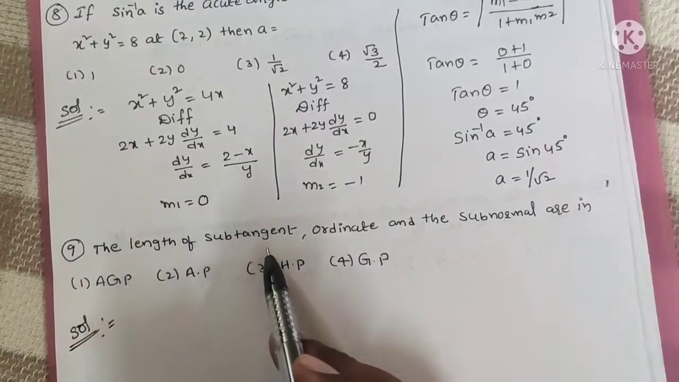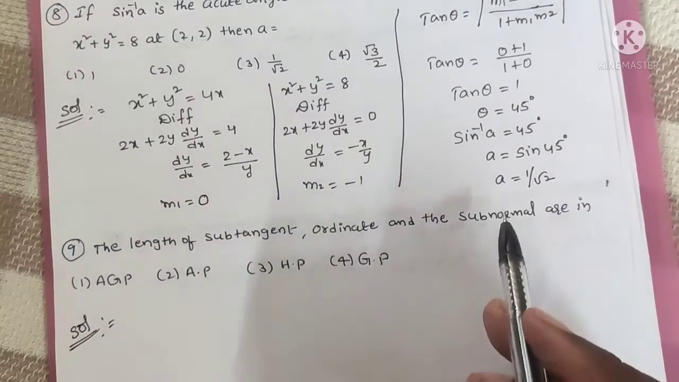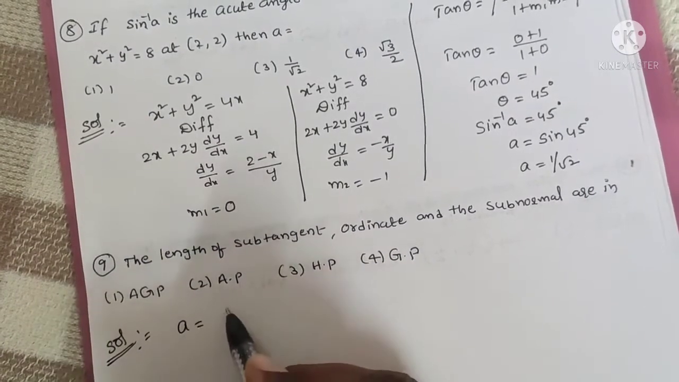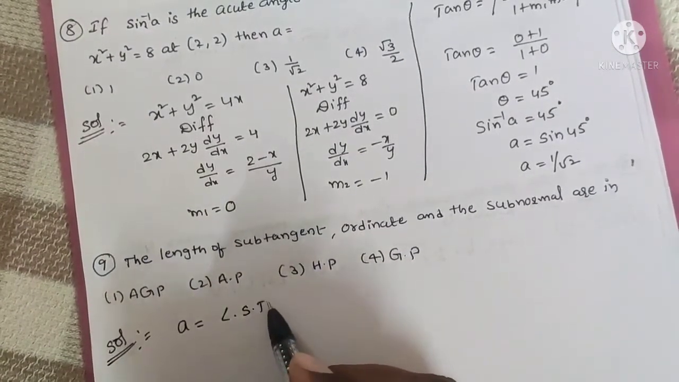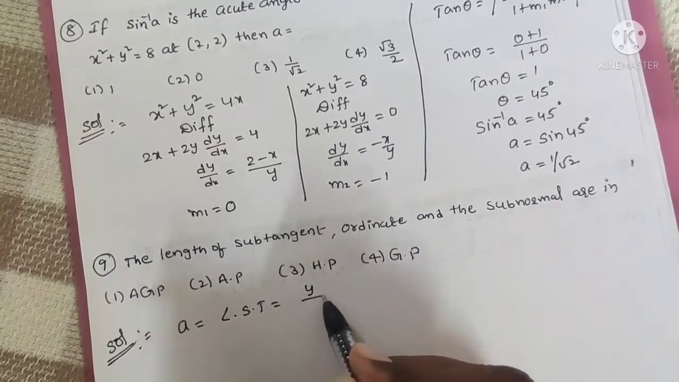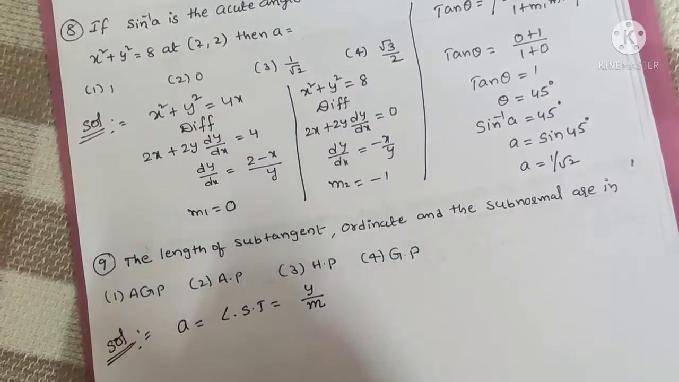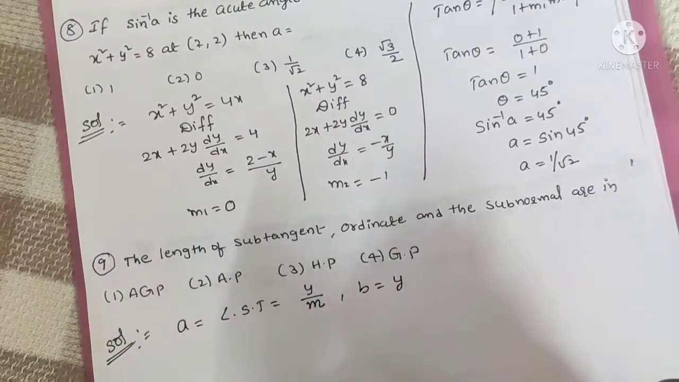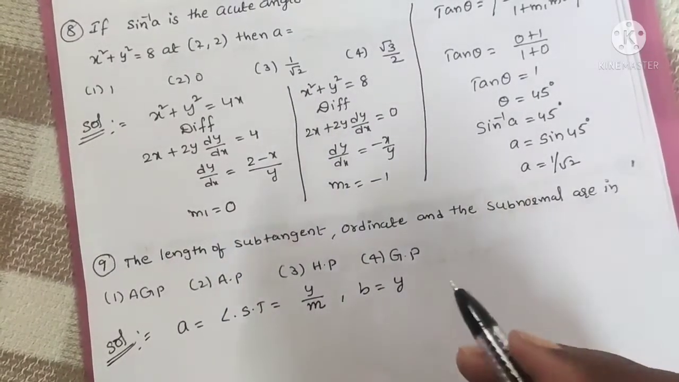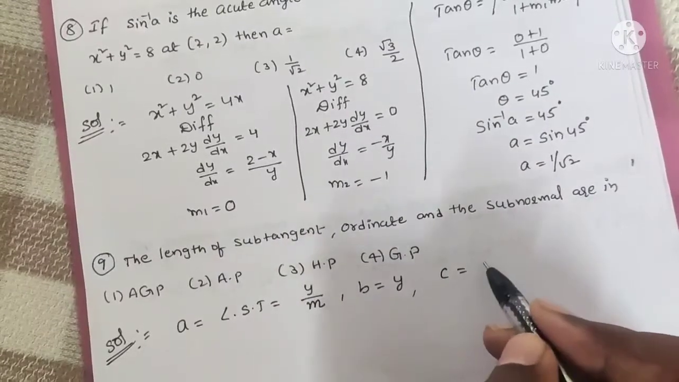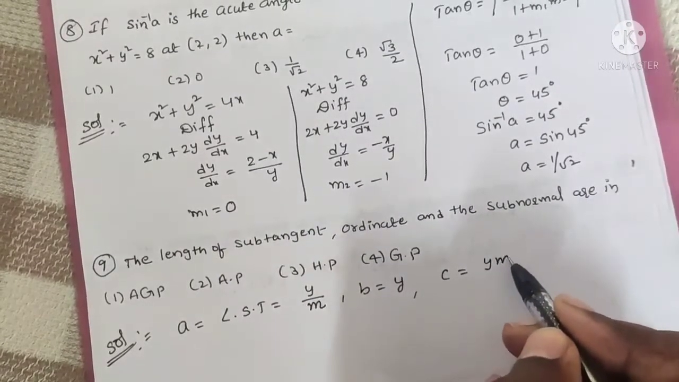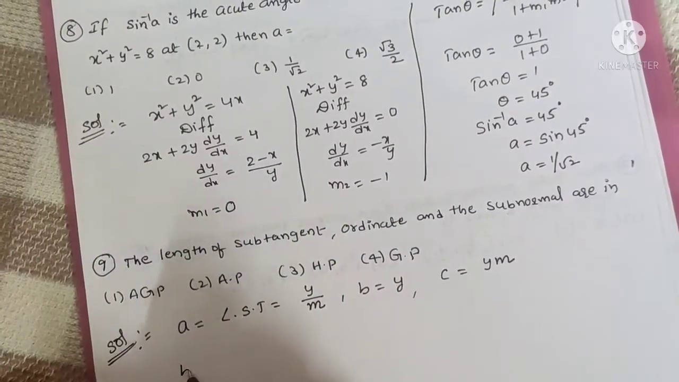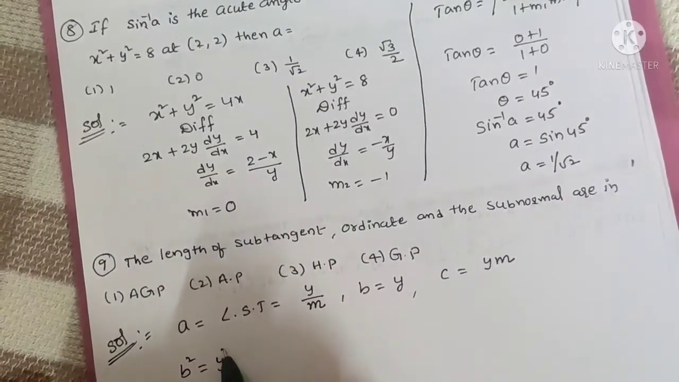Length of subtangent, ordinate and subnormal are in which progression? First I am taking the first value as A, that is the length of subtangent. We already know the formula: length of subtangent is y by m. Next B, ordinate. Ordinate is nothing but y, abscissa is nothing but x. Next, subnormal. The subnormal formula is y into m. From this I can find the b square value. B square is nothing but y square.